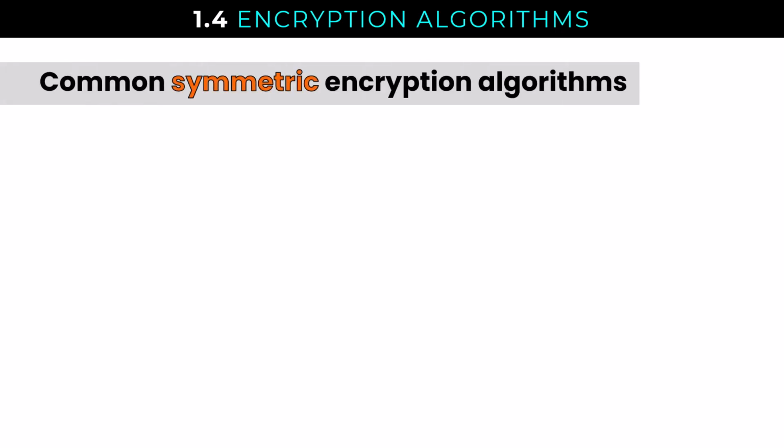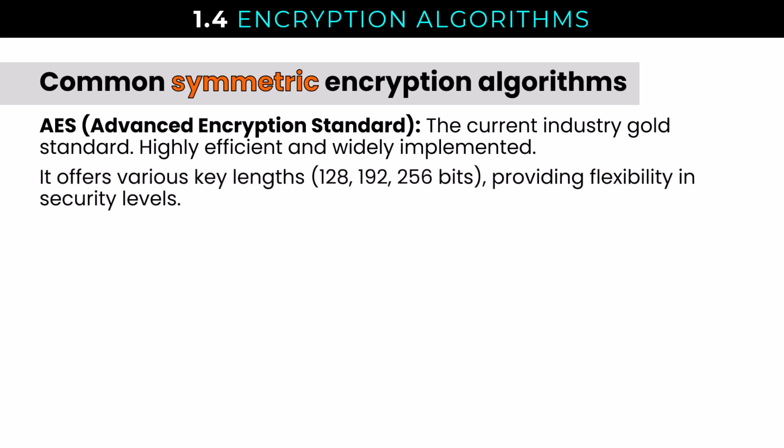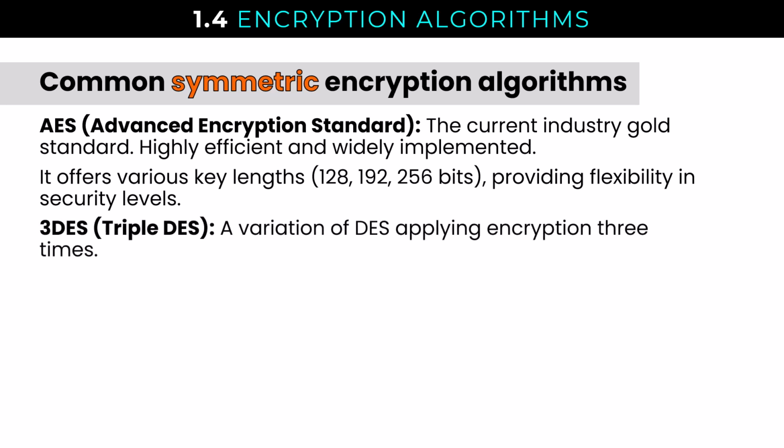So a few common symmetric encryption algorithms. We have Advanced Encryption Standard, or AES as it's commonly called. It's the current industry gold standard, highly efficient, widely implemented, offers various key lengths from 128 to 256 bits, providing some flexibility in security levels. We have Triple DES, which is a variation of the data encryption standard, applying the encryption 3 times. Triple DES is being phased out and replaced by AES, where it has not been already.